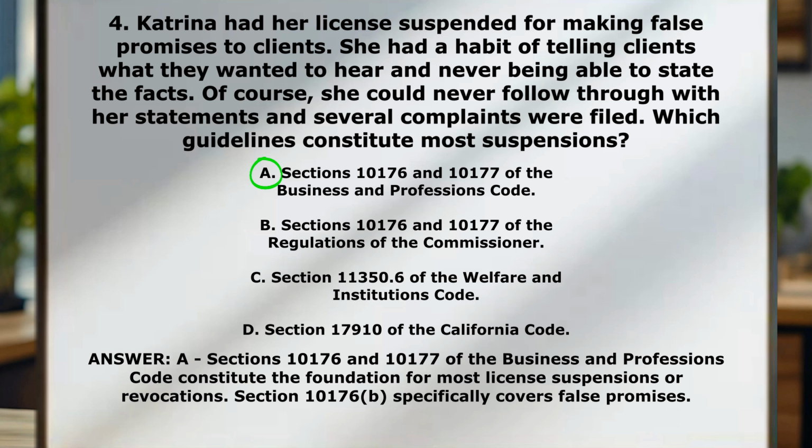revocations. Section 101.76b specifically covers false promises. So for this question, I think the biggest thing is just knowing what sections go with what codes or what kind of departments, right? So in this one, section 101.76 and section 101.77 go with the Business and Professions Code.